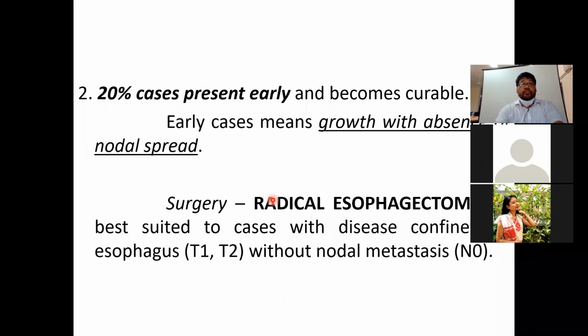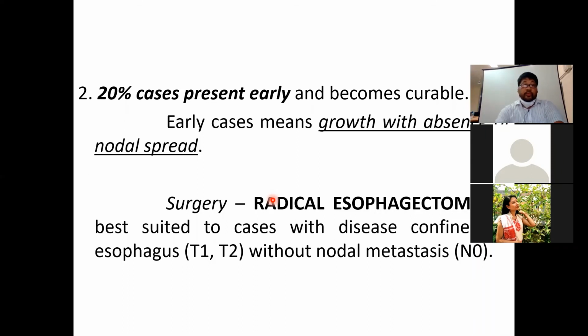And in 20% of the cases, they present early and they become curable. Early cases means growth with absent nodal spread, only T1 and T2, no node involvement. So in that case, we go for radical esophagectomy.